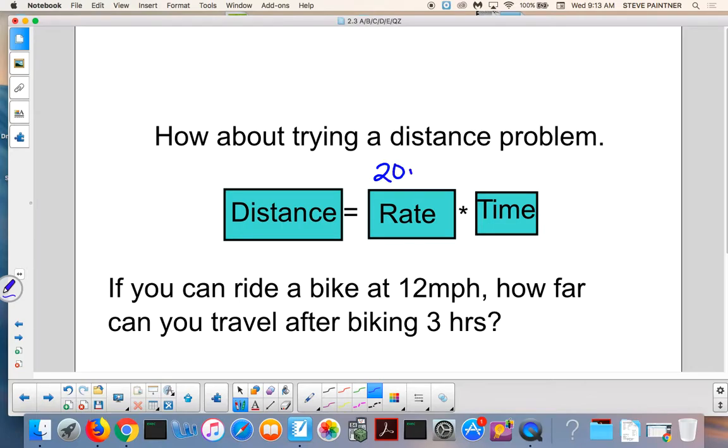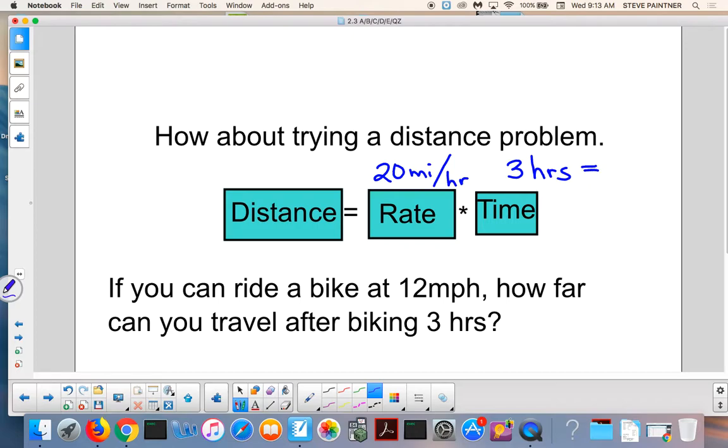This? 20 miles per what? Per hour. Okay. What does that even mean? 20 miles per hour. Every hour you travel, you're going 20 miles. That's what it means. And then time would be like, I traveled for, let's say 3 hours.